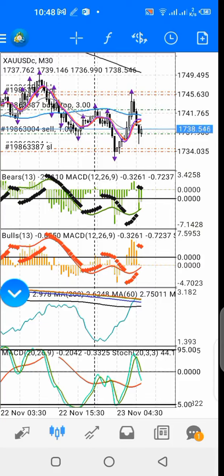How can you know the direction where price is heading? When price starts to form higher high and higher low, that means it's going up, or lower high and lower low, that means it's going down. Then there is no need for you to hedge in the wrong direction.